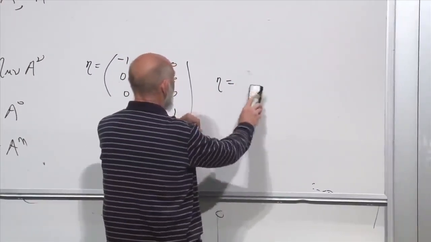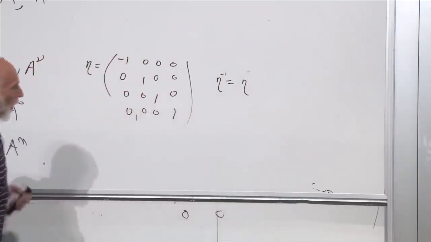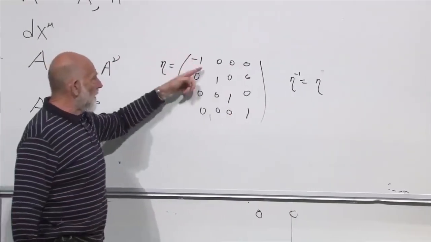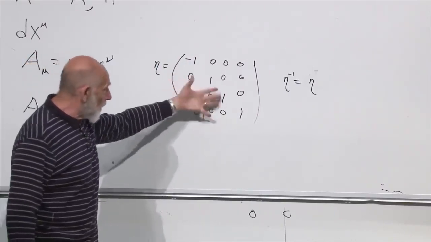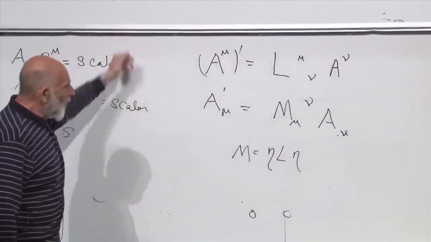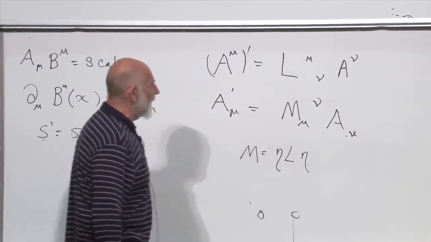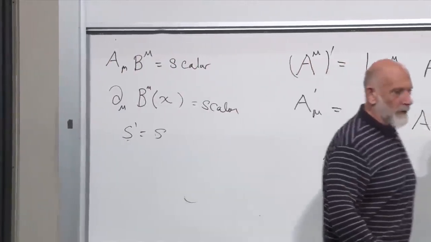Sorry. Eta to the minus 1 is eta. It's its own inverse, and that's because the entries here are such that they are their own inverses. The inverse of 1 is 1. The inverse of minus 1 is minus 1. All right, so you can prove this, that for a given Lorentz transformation, M and L are connected. I'm not going to use this very much.